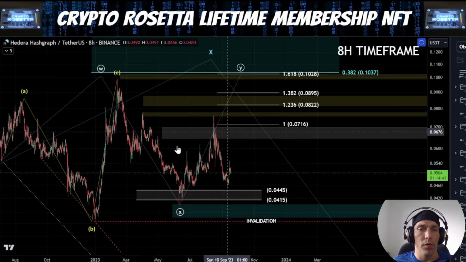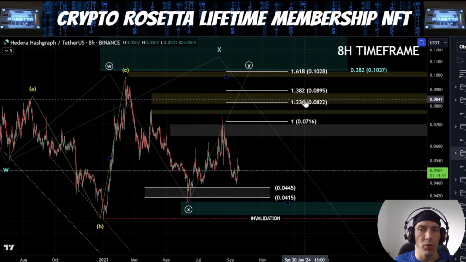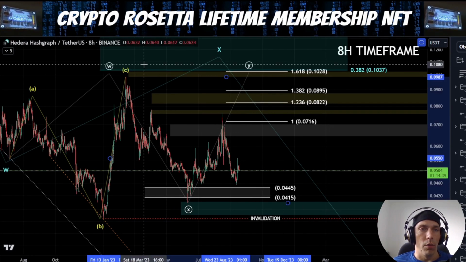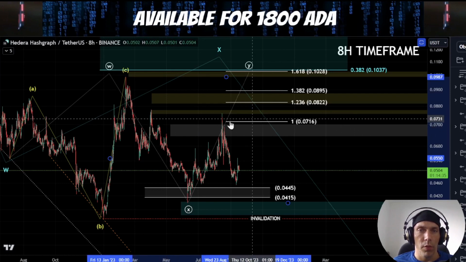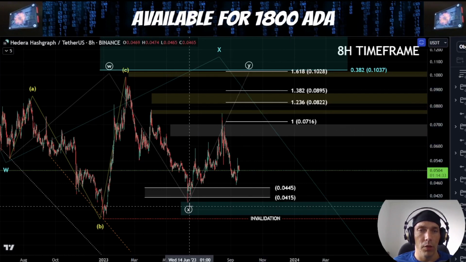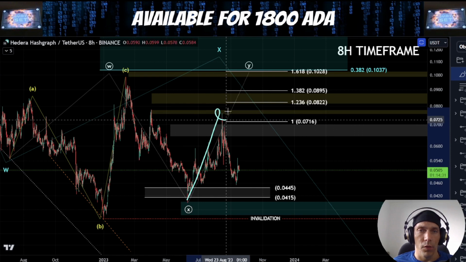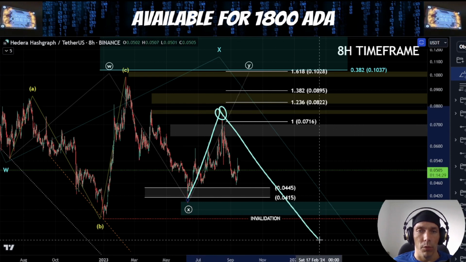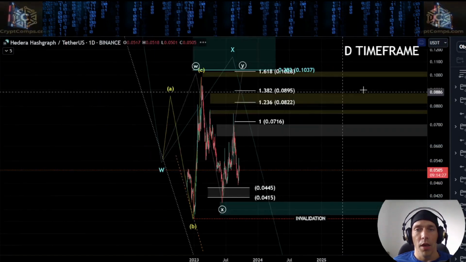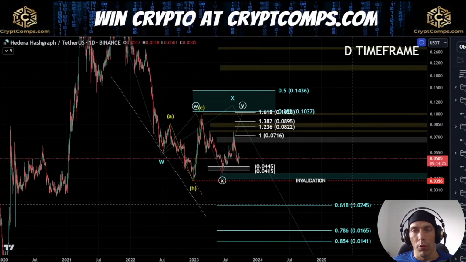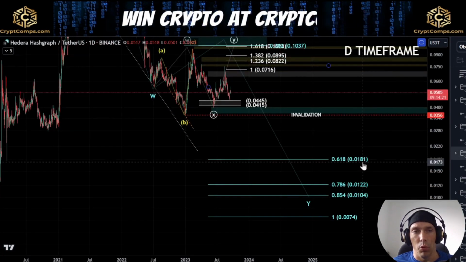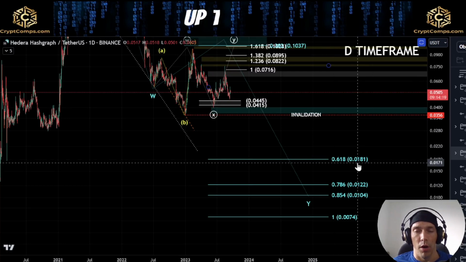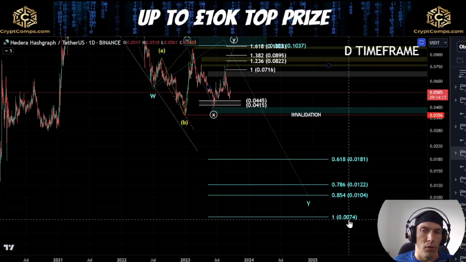Some key areas that I'm going to be looking out for here: we've actually already reached the 1-to-1 of this flat correction of this W wave, so we've already hit this level here. We need to be a little bit careful that if this is a completed Y wave, we could break down directly from this point, in which case we'd be looking for a much lower target. Our minimum requirement would be here at this 0181, and 1-to-1 would be here at this 0074.